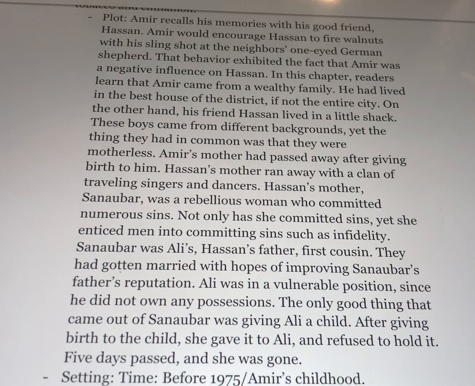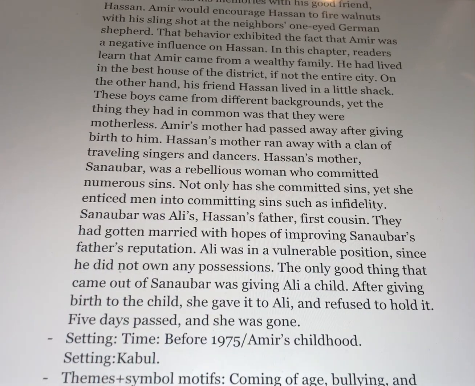In this chapter, readers learn that Amir came from a wealthy family. He lived in the best house of the district, if not the entire city. On the other hand, his friend Hassan lived in a little shack. These boys came from different backgrounds, yet the thing they had in common was that they were motherless. This also made their bond closer, because they had something they could relate to. Amir's mother had passed away after giving birth to him. Hassan's mother ran away with a clan of traveling singers and dancers. Back then in Afghanistan, that was very shameful.